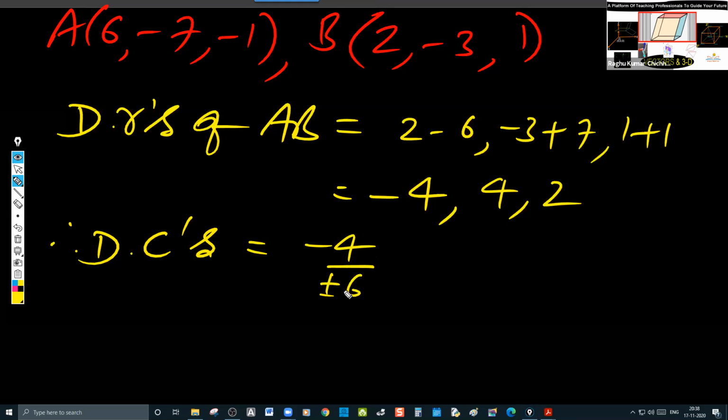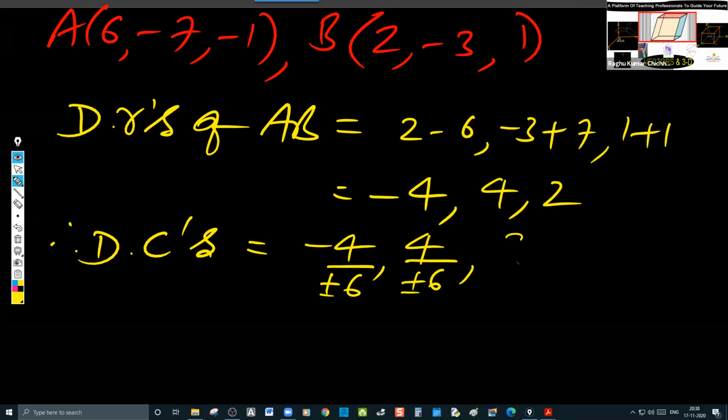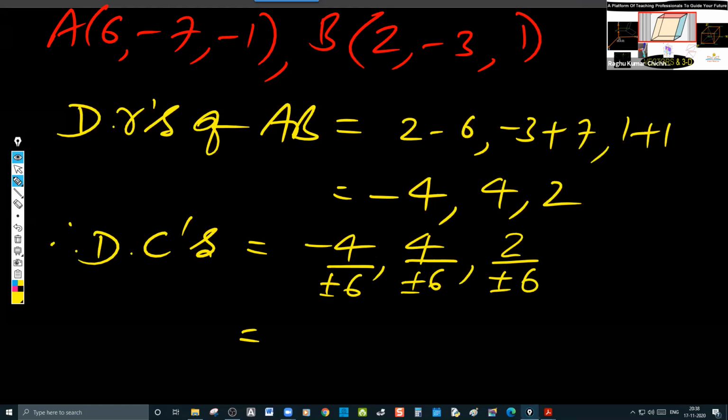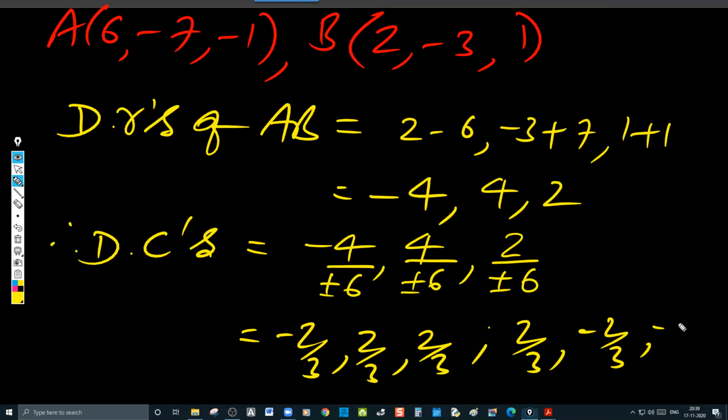Generally, we write under root 36 is 6, but here we have to write plus or minus in case of 3D because of directions and all. Yes, sir, upward direction, downward direction. Otherwise, root 36 is 6 only. But in this case, we write plus or minus. So what happens here? If you take plus, minus 2 by 3, 2 by 3, 2 by 3. And if you take minus, 2 by 3, minus 2 by 3, minus 2 by 3.